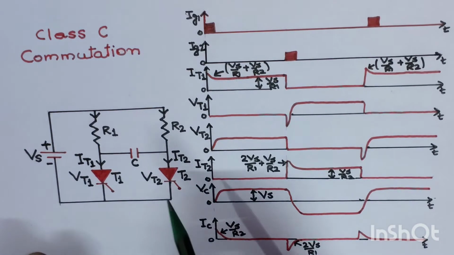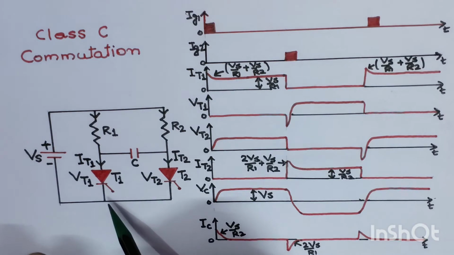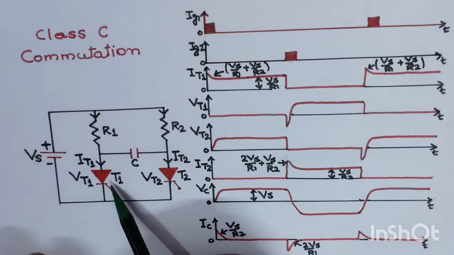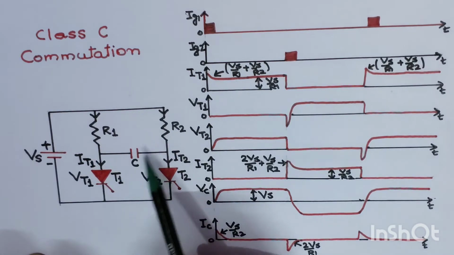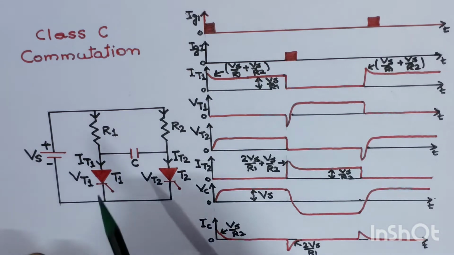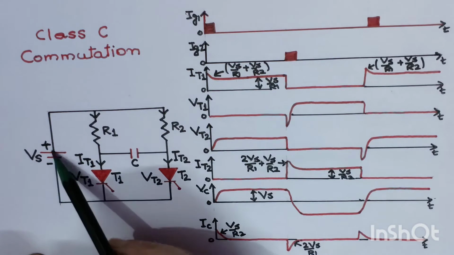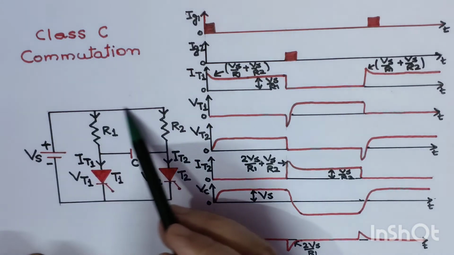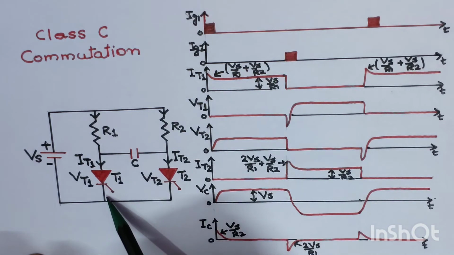Let us first consider that we have a conducting thyristor T1. It means thyristor T1 is switched on. So there will be current flow through thyristor T1 in two ways. That is, there will be two loops through which current will be flowing across the thyristor T1. The first loop will be this one, and the second loop will be this one, through resistance R2 and through capacitor C and across the thyristor T1.